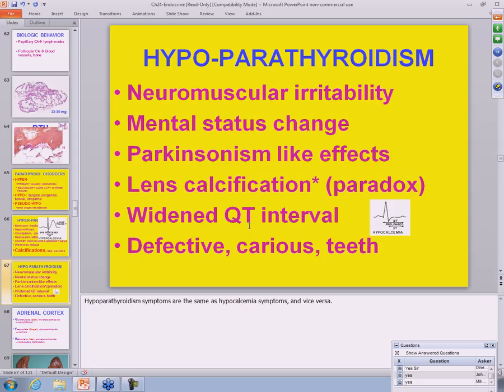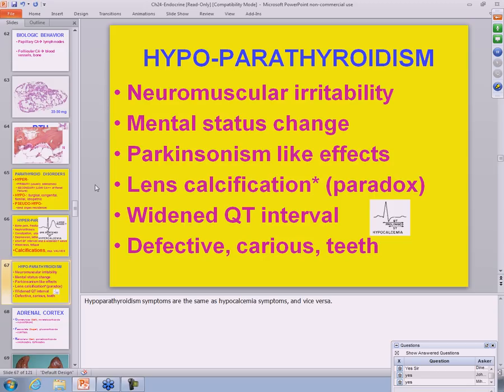Next one. What about hypo? What about the other side? Well, neuromuscular irritability. And they can get a mental status change, well, you know, isn't that where so many diseases? They can have Parkinsonism-like effects. So when you think of somebody with all of the classical Parkinsonism, like cogwheel rigidity and intention tremor and stuff like that, don't always think central nervous system, check their calcium level, could be too low.